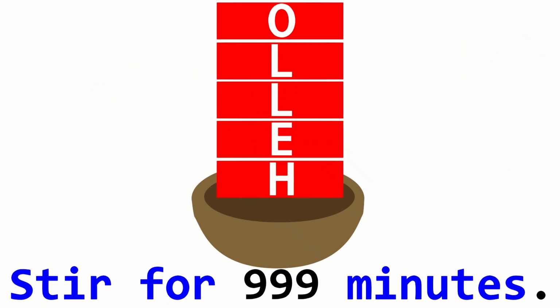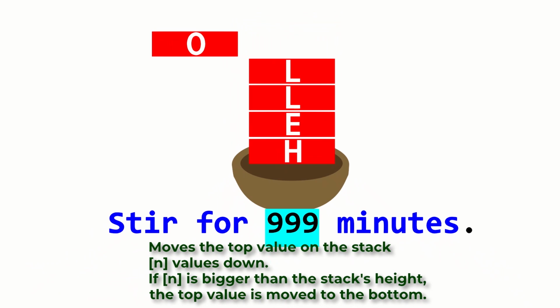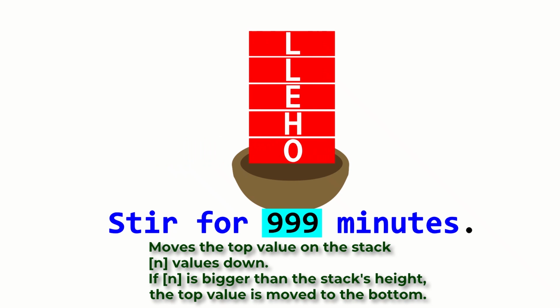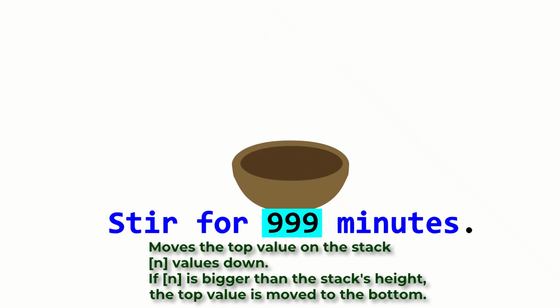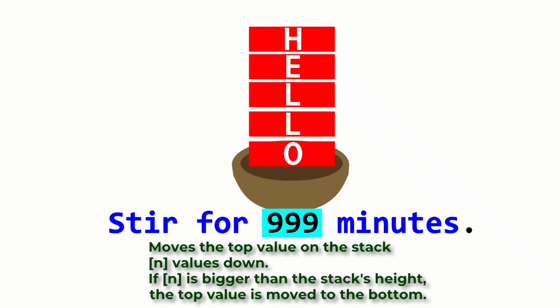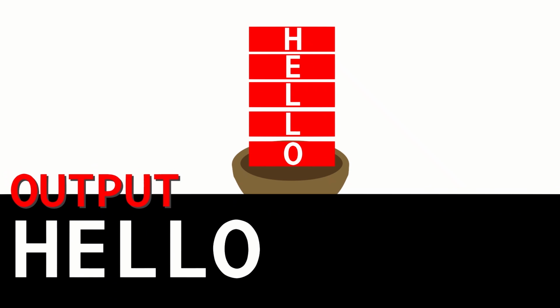Stirring a mixing bowl buries the top value of the stack the number of minutes down. Since we use 999 minutes here, it will pretty much always put the latest value on top of the stack at the bottom of the stack, which makes it so that instead of adding values to the top every time, we're adding values to the bottom every time. And so it's printed out forwards now.